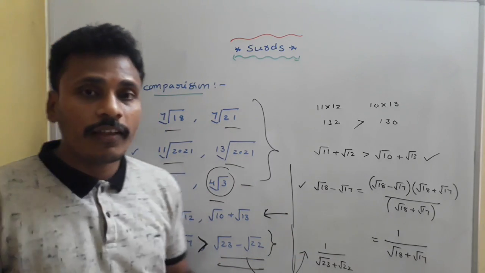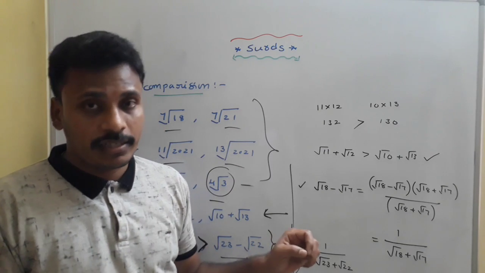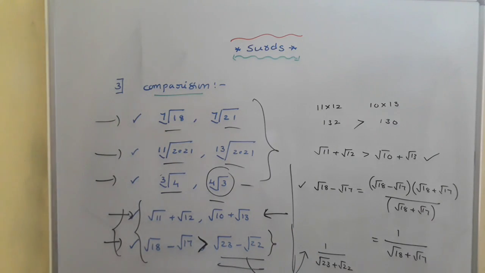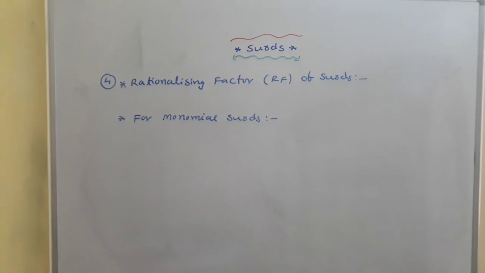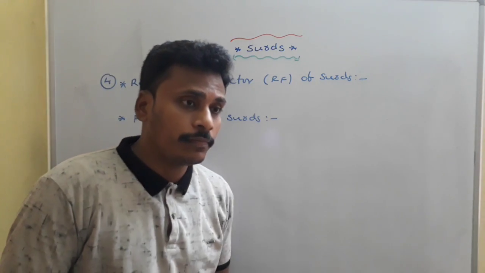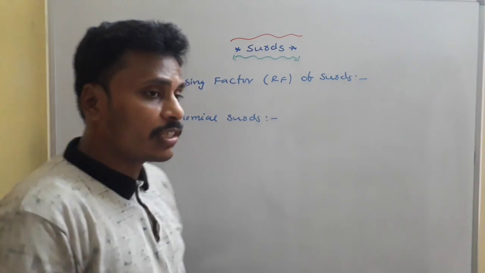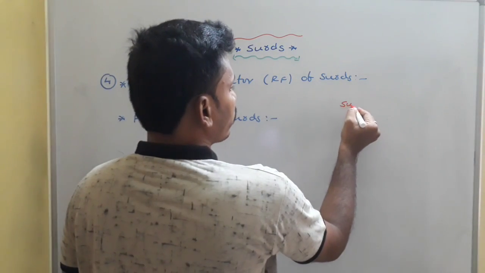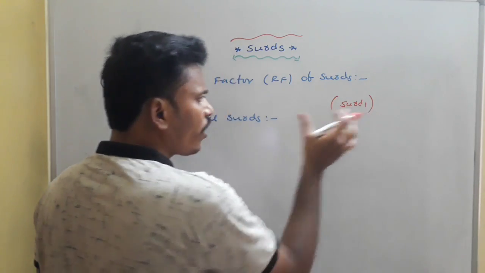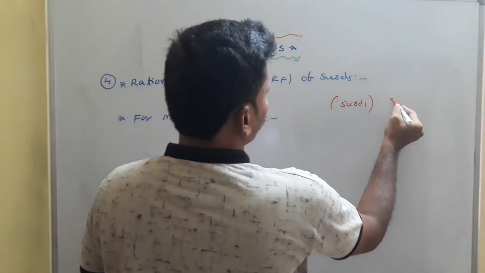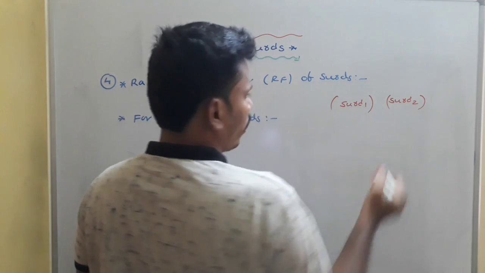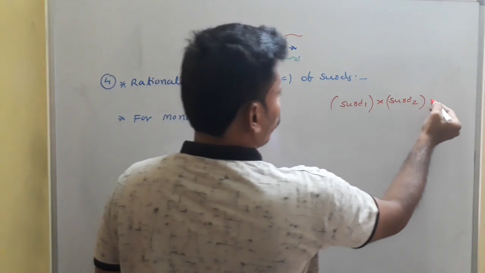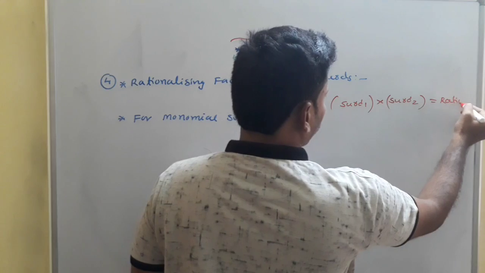Just have a look and then I will mention about rationalizing factor. Okay, have a look. Rationalizing factor of surds. As I mentioned, a surd is not a rational number, a surd is an irrational number. Okay, see, for example, I have a surd 1. This is irrational, it is not rational. I have another surd 2. This is also irrational. But if I multiply these two, the result is a rational number.